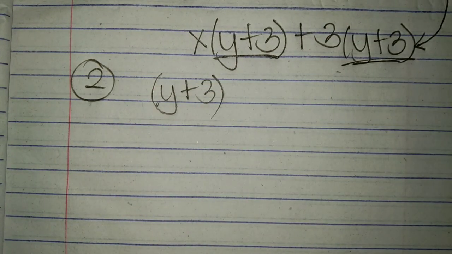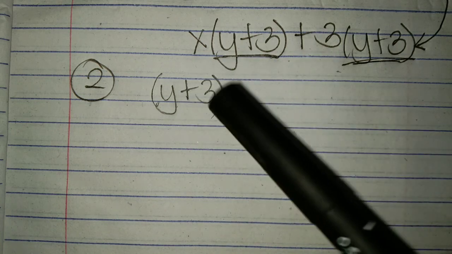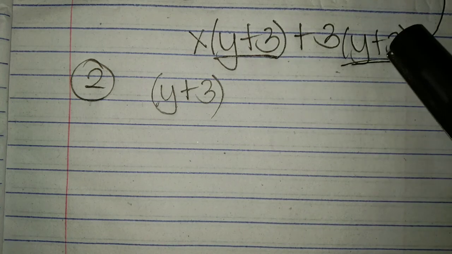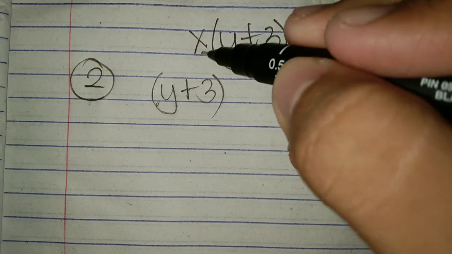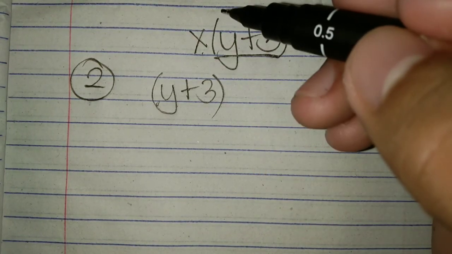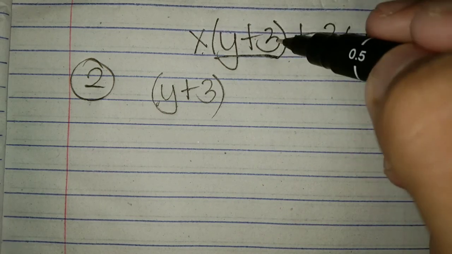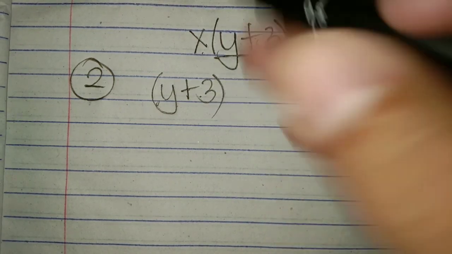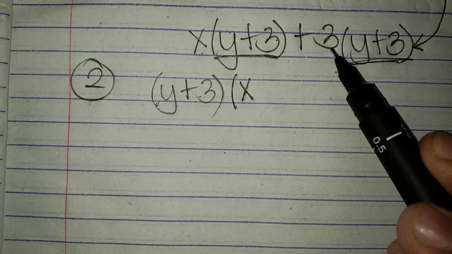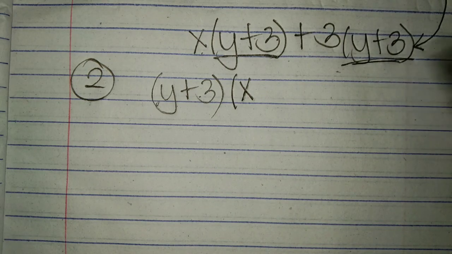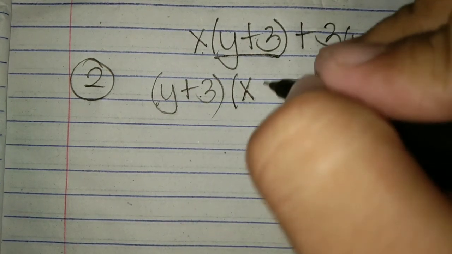factor quantity y plus 3. Then, using the similar logic that we have used in monomial factoring, which is dividing the first factor by every term in the expression, we can get the second factor. So we have x multiplied by quantity y plus 3 divided by y plus 3, which gives us x. And for the second term, 3 multiplied by quantity y plus 3 divided by y plus 3 gives us 3.